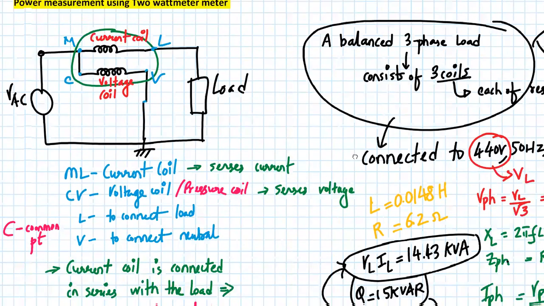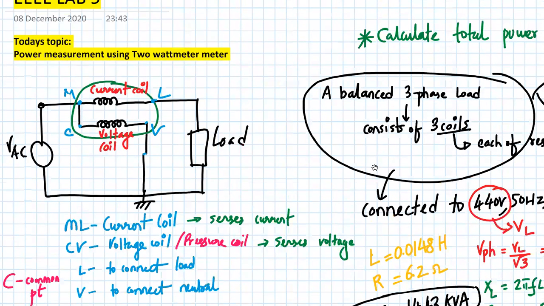So let us start. First of all, we will see how a wattmeter looks like. Here we have a current coil and a pressure or a voltage coil. This is my wattmeter, which I have circled in green color.